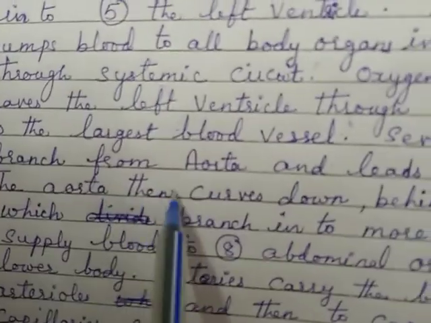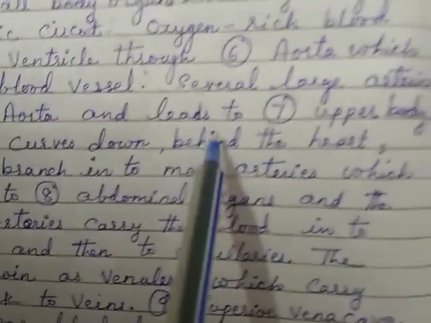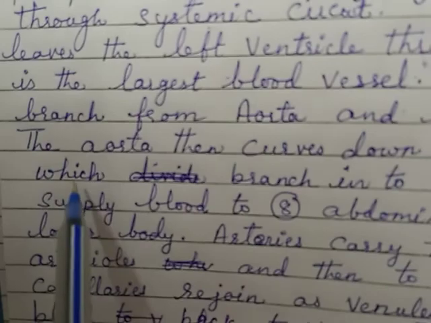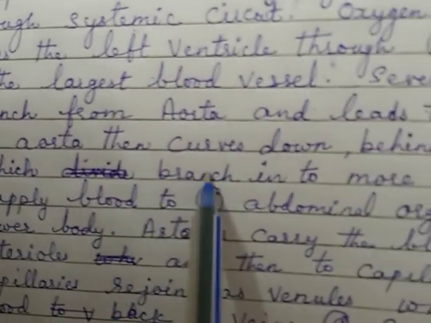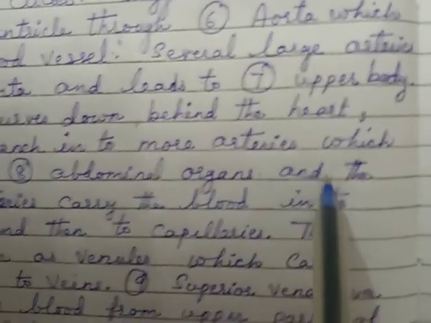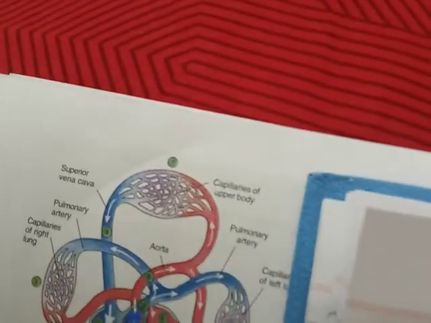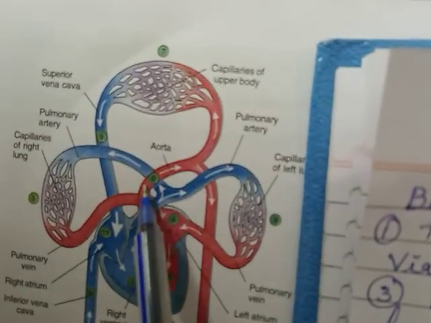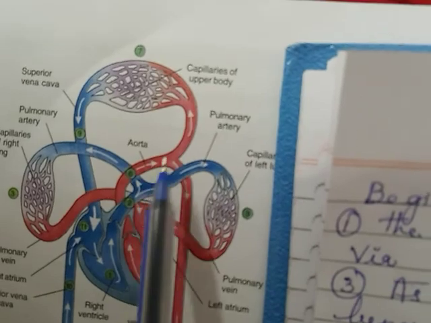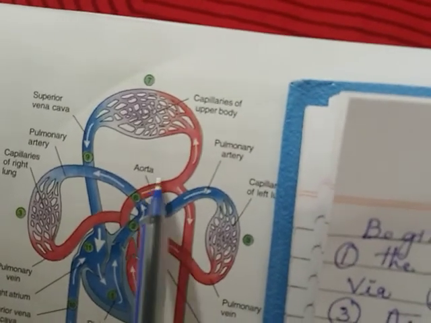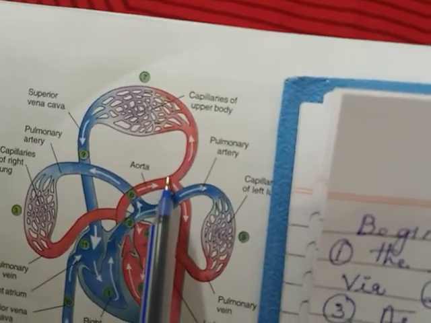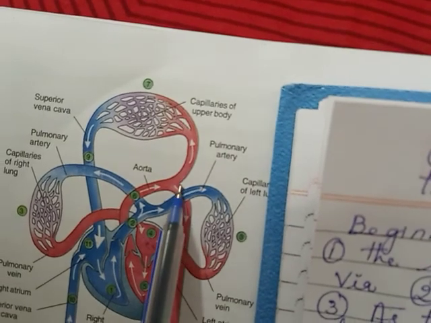The aorta then curves down behind the heart, which branches into more arteries which supply blood to abdominal organs and to the lower body. Now see here, this is the aorta. This aorta is the largest blood vessel, and from this aorta several large arteries arise.